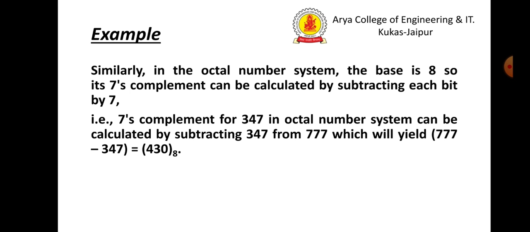Here you can see another example. For 347 base 8, 347 is an octal number. So r is equal to 8 and r minus 1 is equal to 7. So 777 minus 347 is equal to 430 base 8.